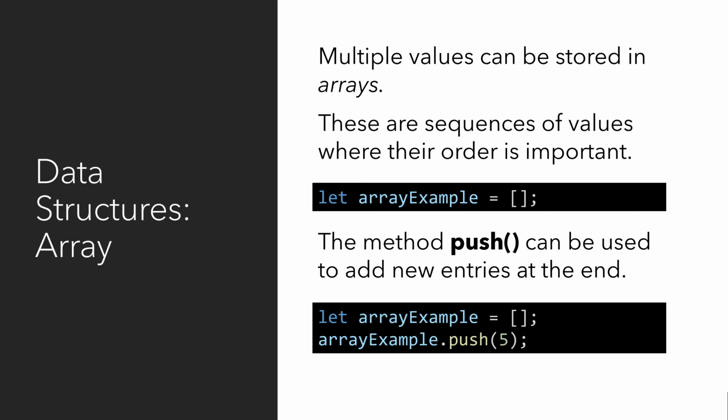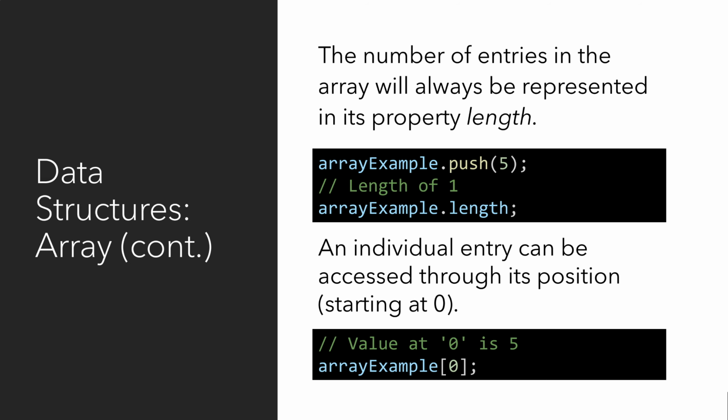In arrays, the order is important. Adding new entries adds to the end of the array, and the number of entries in the array will always be represented in its property length. Getting the length property of any array will show the length of it. Right here in this code example, arrayExample.push(5) previously had 0 entries for its length, and when one entry is added, the number 5 in this case, the length then becomes 1.